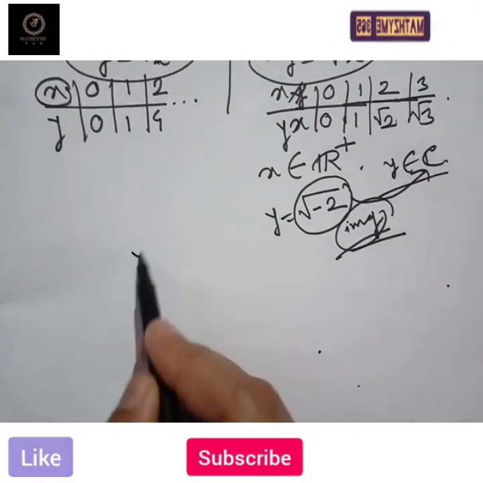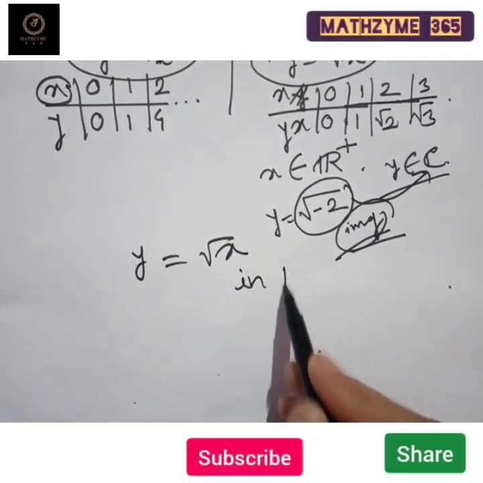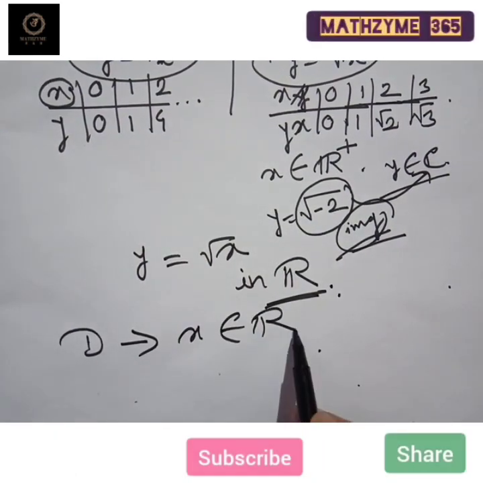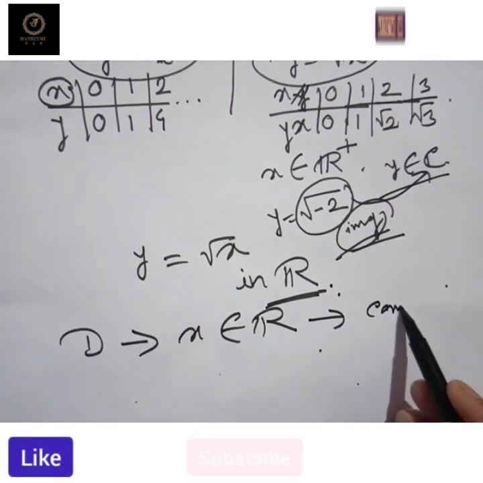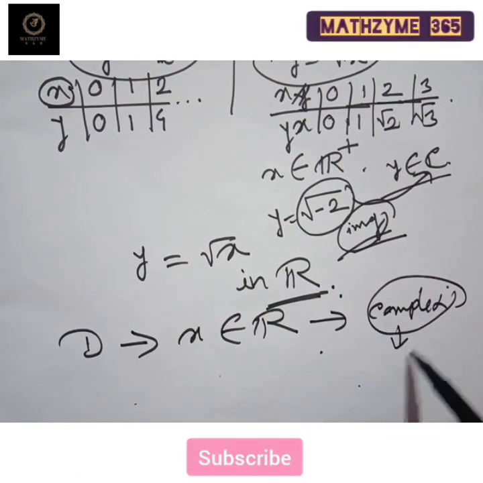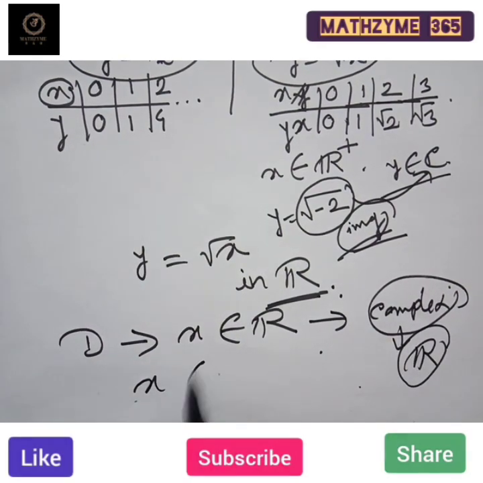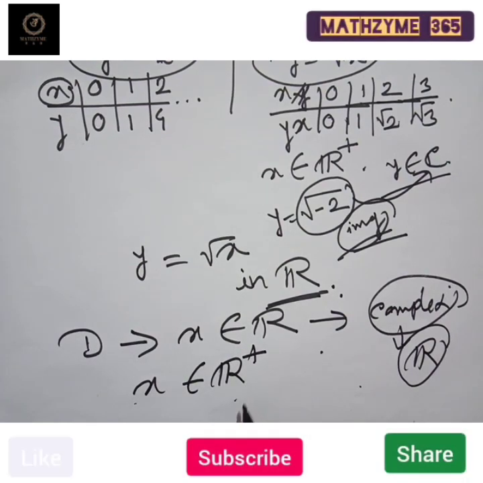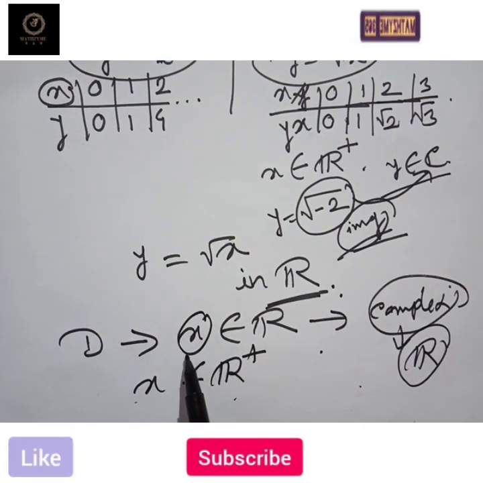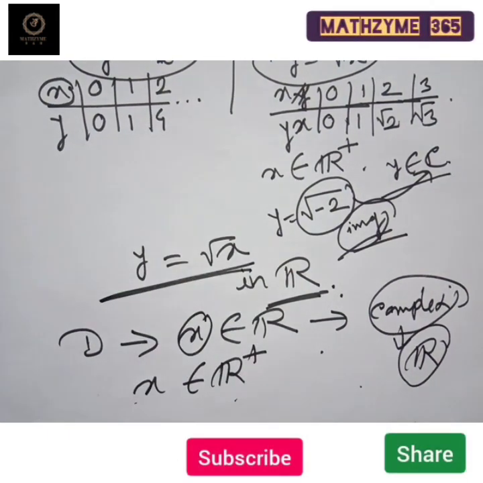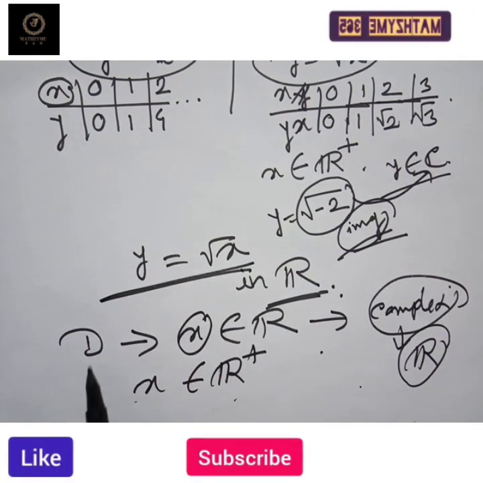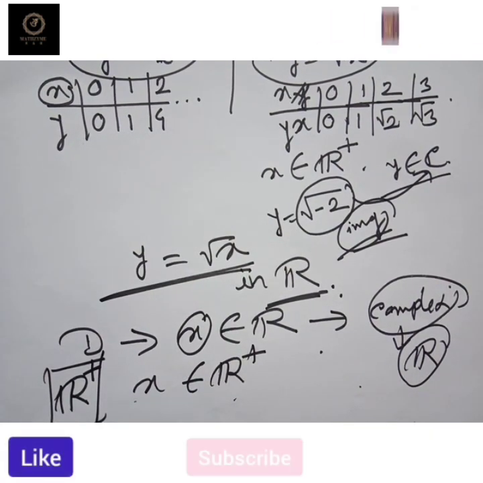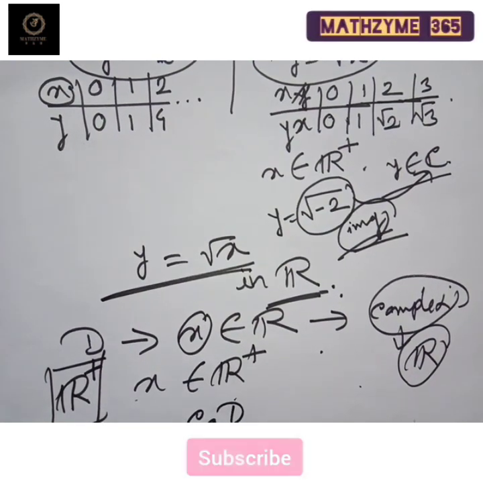Now, for y equals root over x, in R, remember, in R, the domain. If we take x belongs to R, we get some complex number which is not in R. Hence, we can't take x belongs to only real, but we must take x belongs to positive real, that is, non-negative real numbers. So, for this relation or equation, the domain set is R plus. Then what is the co-domain set? Co-domain set is all R.